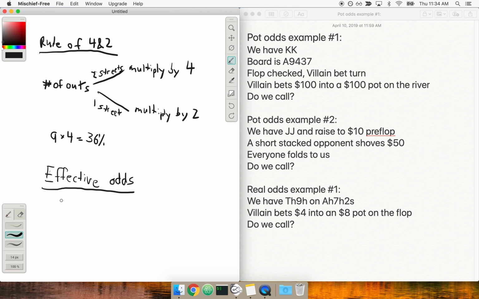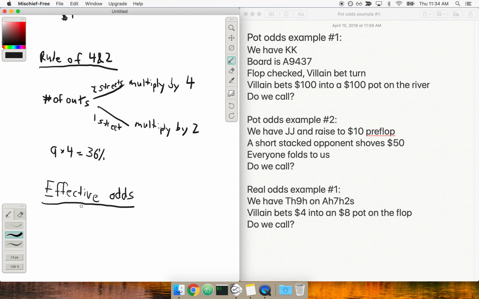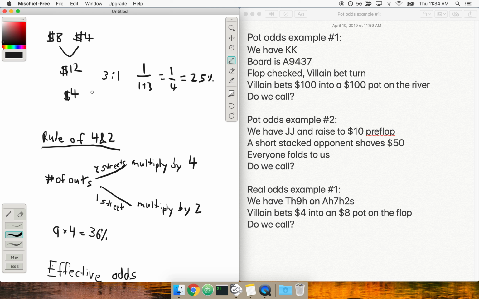So what does that mean? When we look at our effective odds, we want to ask ourselves, how much money do we really need to put in in order to get to showdown? So, like I said before, we're not really putting in 4 to win 12. We're going to have to put in more money on the turn. So when we ask ourselves, how much do we lose when we miss? It's going to be more than just this 4.